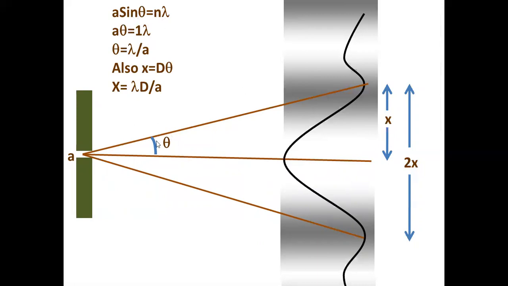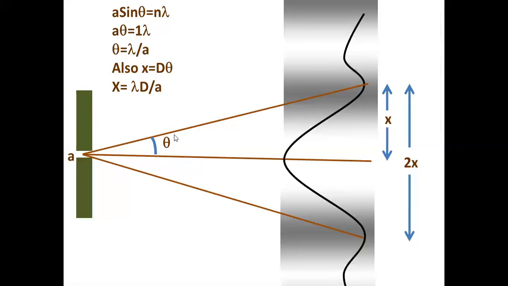But usually the angle of diffraction will be very, very small. And when theta is very small, can't you put sin theta almost equal to theta? So a theta equal to 1 lambda. What is theta? Lambda by a. So remember that theta is lambda by a. That is the angular width. So the angular width of the central maximum, theta, is equal to lambda by a.